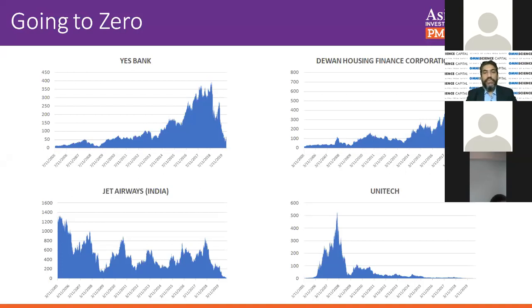And many of these companies were in practically all the portfolios. A very large number of portfolios. So stocks can go to zero, markets can fall significantly, or markets can be below the capital value for a very long time.